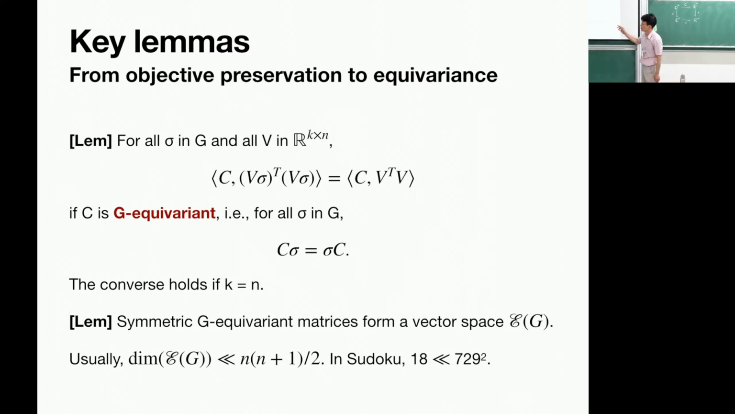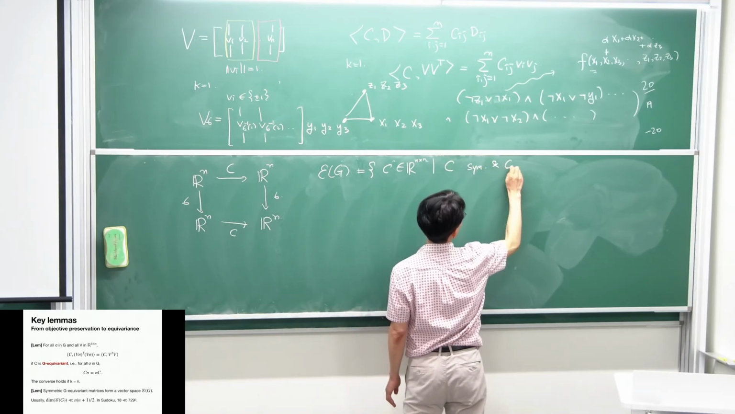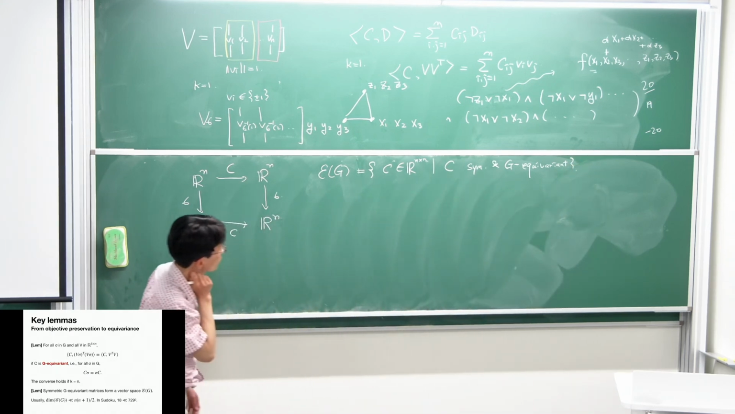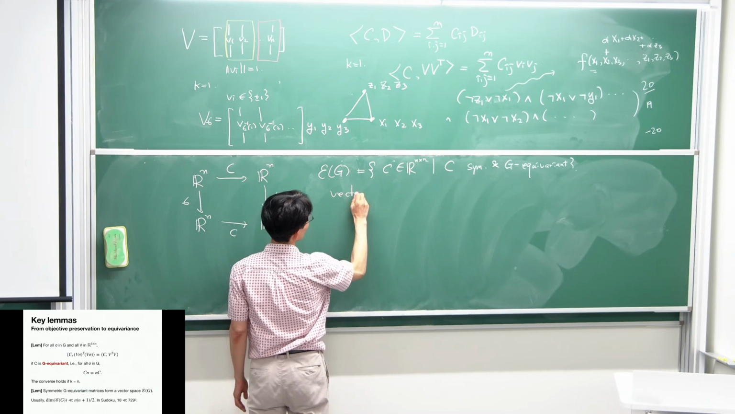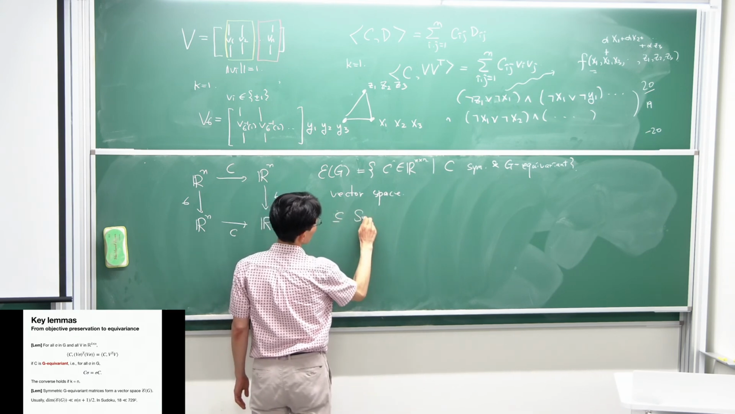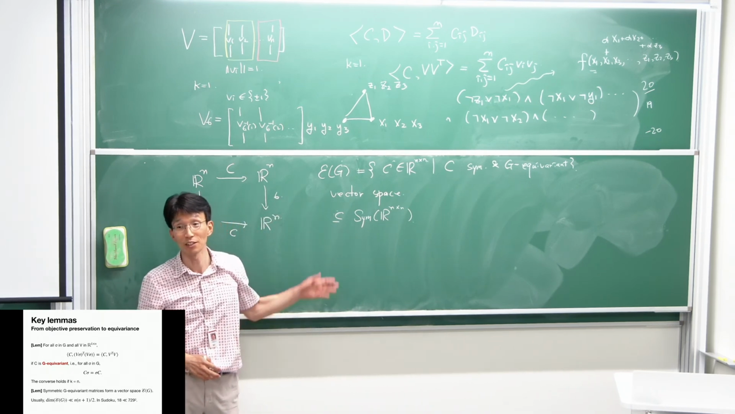But something to explore. The second lemma is that suppose we only collect this type of C, which is G equivariant. That's what this E of G means: all the matrices that are symmetric and equivariant. It turns out this collection of matrices forms a vector space, a subvector space of the symmetric matrices on R^(n times n). It's not very hard; we can just show this.